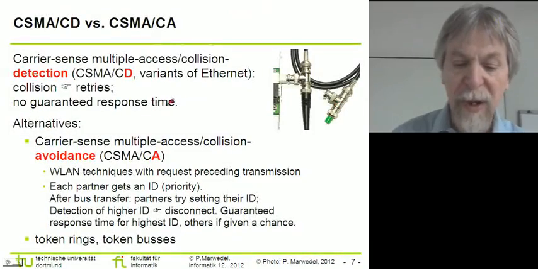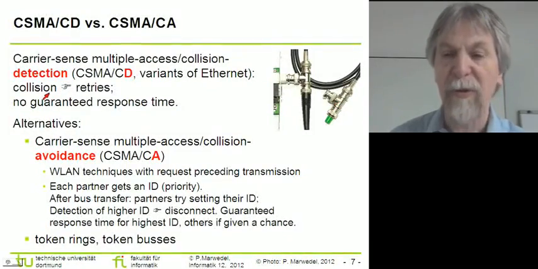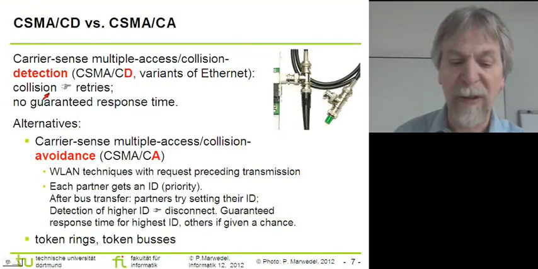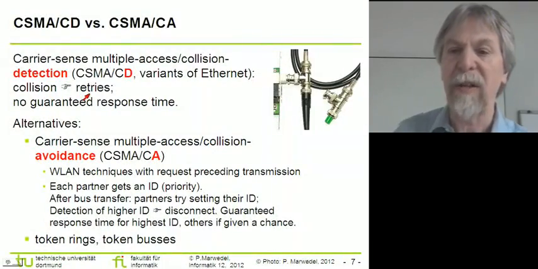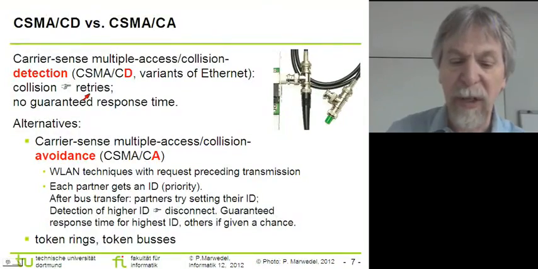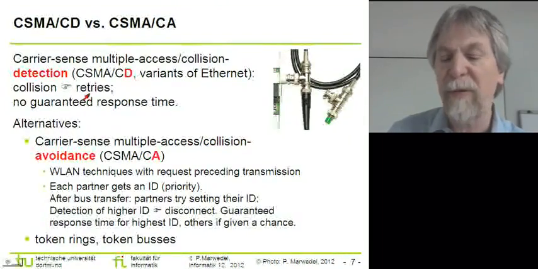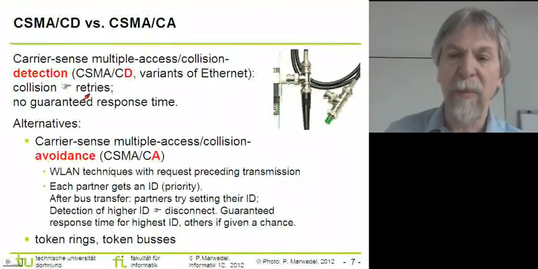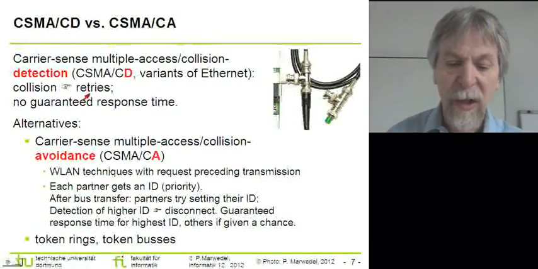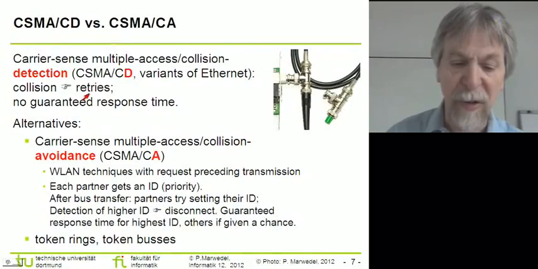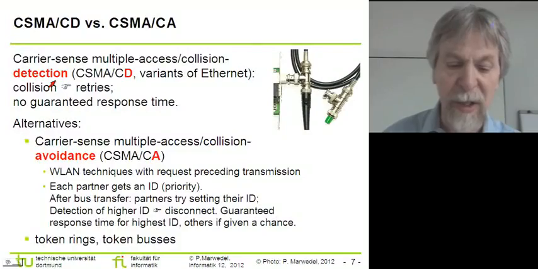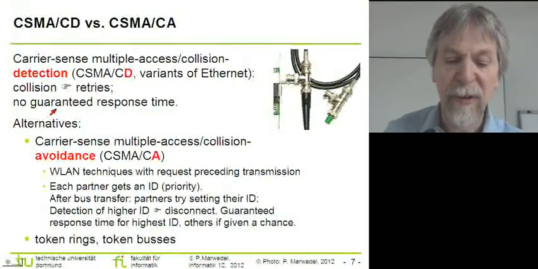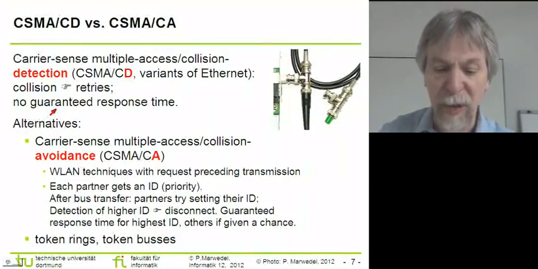And it could happen that these different outputs were driven more or less at the same time, and as a result, it was possible to have collisions, and these collisions had to be detected, and then a retry had to be tried for a certain maximum number of times. If that maximum number of times had been reached, the whole communication was dropped. So in this case, we require that this collision at least be detected. Due to the retries, there is obviously no guaranteed response time.